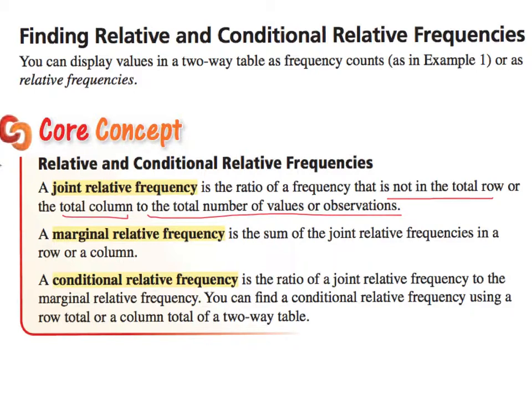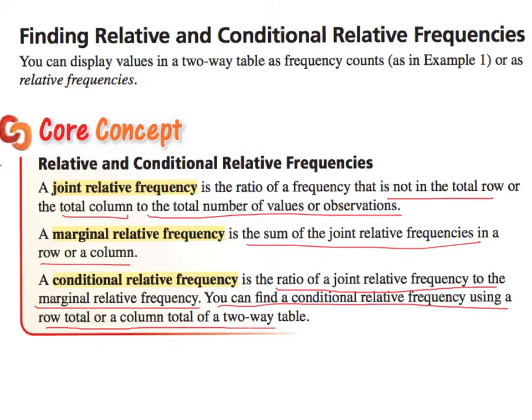A marginal relative frequency is the sum of all the joint relative frequencies in a row or column. A conditional relative frequency is the ratio of the joint relative frequency to the marginal relative frequency. You can find a conditional relative frequency using a row total or a column total of a two-way table, which leads into this.